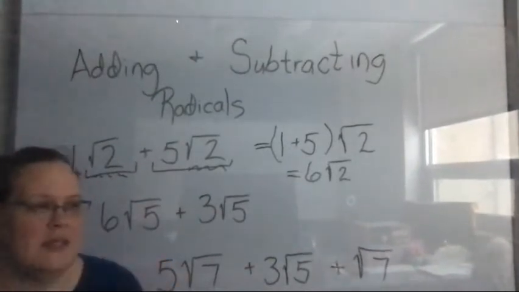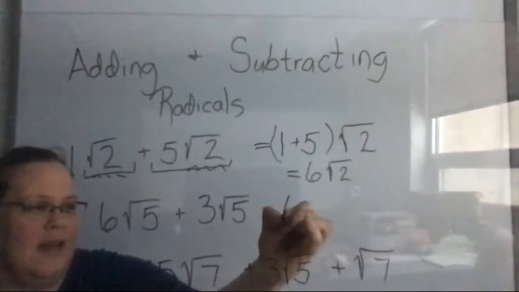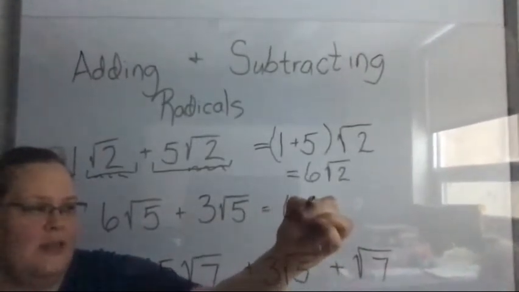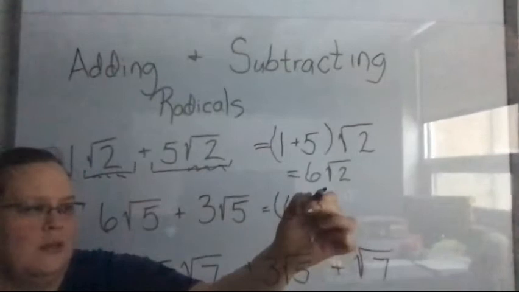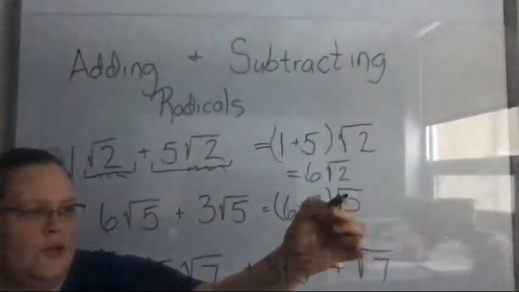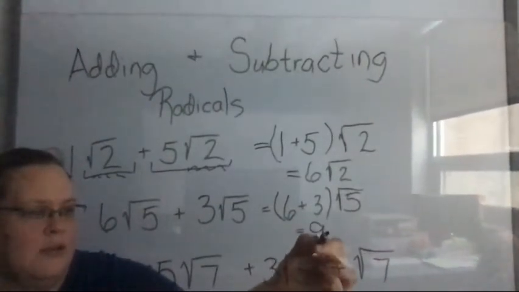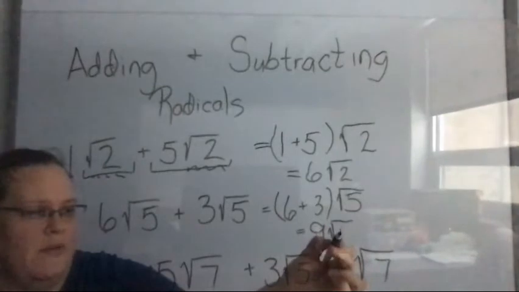Okay, when we jump down to this next one, again, we're going to add the things on the outside, so 6 and 3, and then keep that radical the same. So this answer will come out to 9 times the square root of 5.